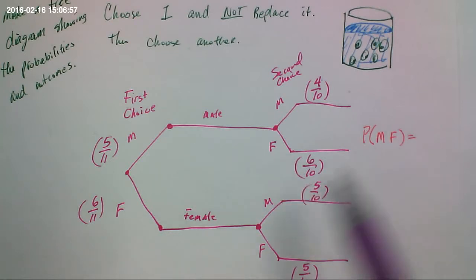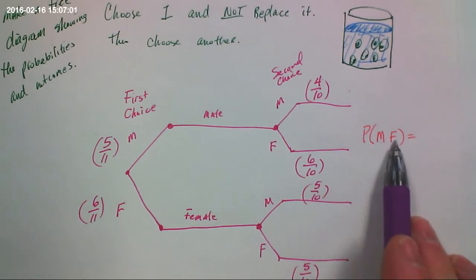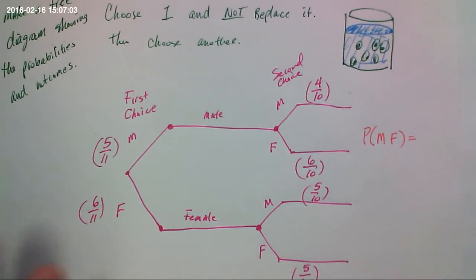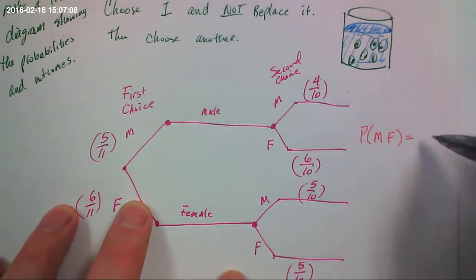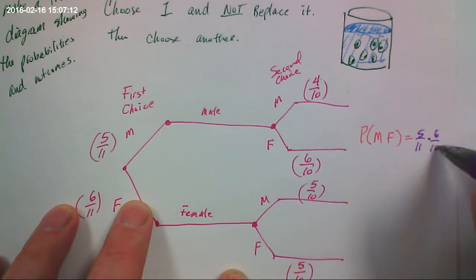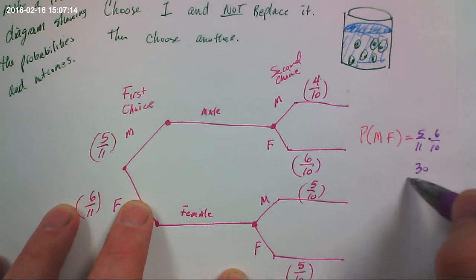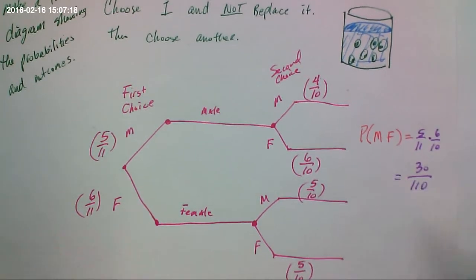Because it's very strict. That's right. And it's in order. So this is pick number one, and that's pick number two. So male and then female. Would it be 5 over 11 times 6 over 10? Is that right? Yes. So 30 over 110? Yeah. Any questions? So you guys see how that works?